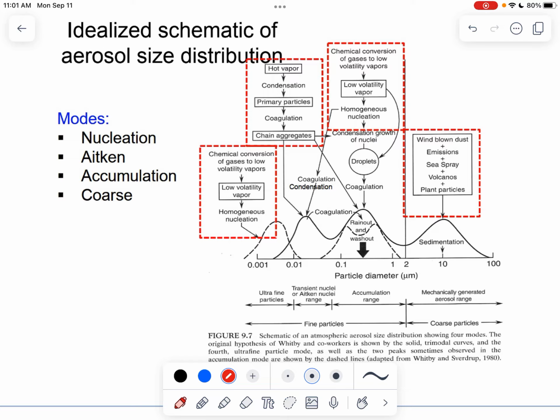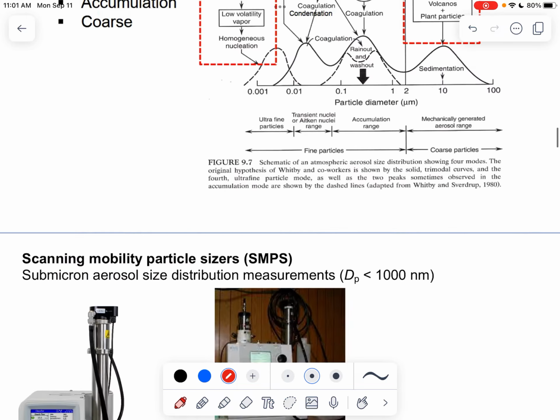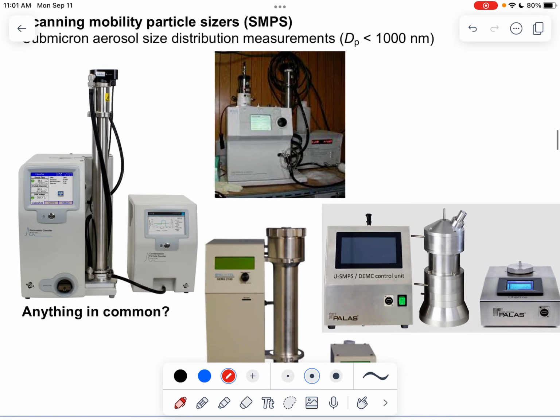So to better understand the physical and chemical processes that are happening in our Earth's atmosphere, and further to predict the climate effect, we need to know what is the concentration of aerosols in different modes, or to understand their size distributions.